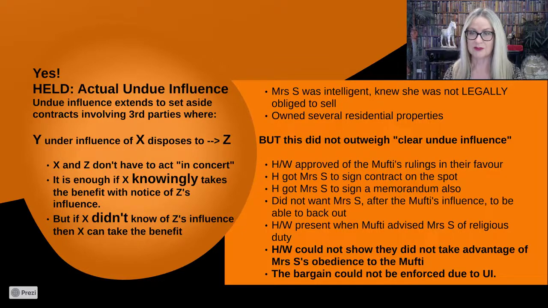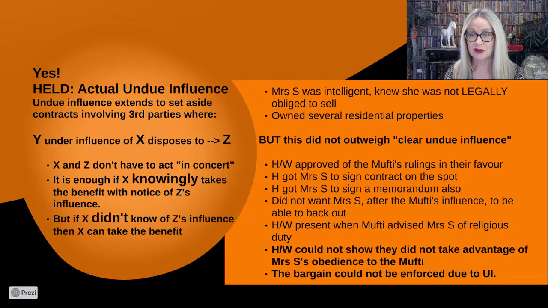undue influence. How did we sheet home the Mufti's influence to the husband and wife? Well, what happened was that the husband and wife, obviously they approved what the Mufti was saying, but they did a couple of things that clearly indicated to the court that they knew that she was being kind of backed into a spiritual corner, so to speak, and they wanted to take the benefit and they didn't want her to have second thoughts. So what happened was that the husband got Mrs.